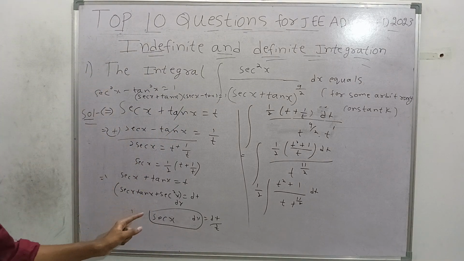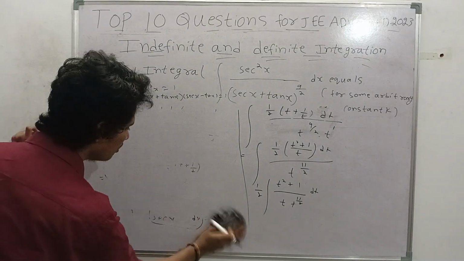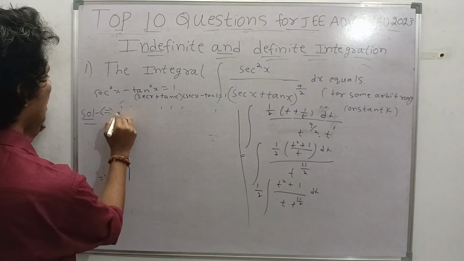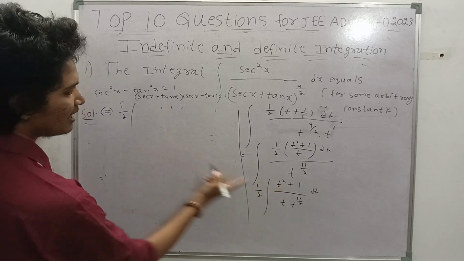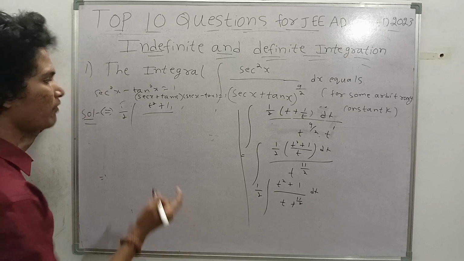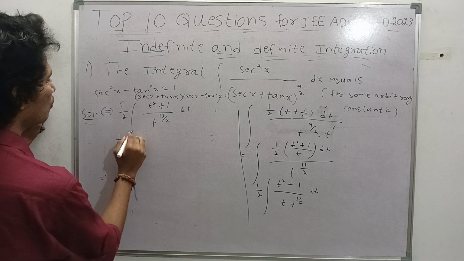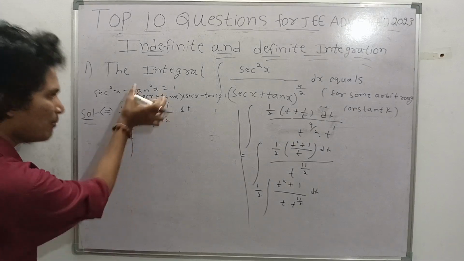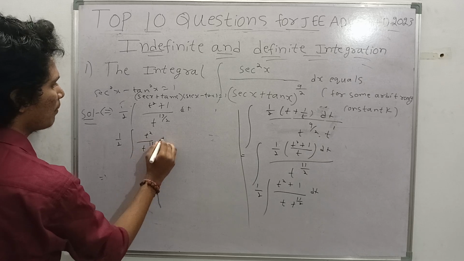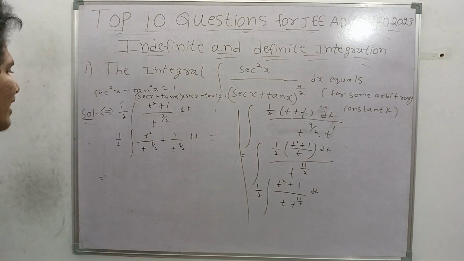Now you can note this down by pausing the video. Now I am solving from here. What I will get? Half into t square plus 1 divided by t into t power 11 by 2, that is t power 13 by 2 dt. So half integral, suppose I am dividing these two things. What I will get? t square divided by t power 13 by 2 plus 1 divided by t power 13 by 2 dt. So I am getting like this.